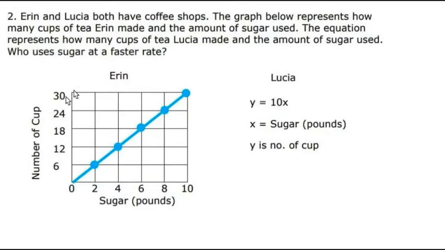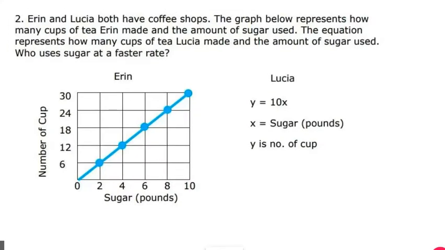Let's look at the next scenario. Aaron and Lucia both have coffee shops. The graph below represents how many cups of tea Aaron made and the amount of sugar used. The equation represents how many cups of tea Lucia made and the amount of sugar used. Whose uses sugar at a faster rate? Okay, so we're looking at who uses sugar at a faster rate.